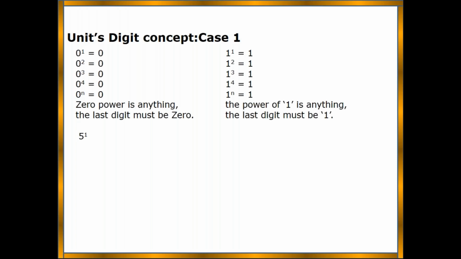For example, 0 power 1 is 0, 0 power 2 is 0, 0 power 3 is 0. What does it indicate? 0 power anything: the last digit of the given expression is 0. That may be 0 power 1, 0 power 2, 0 power 3, 0 power 4, and so on. The power of 0 is anything, the last digit should be 0.